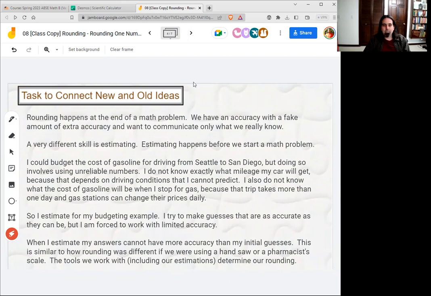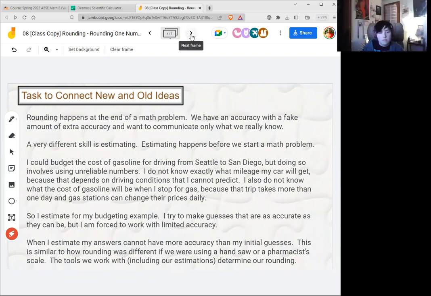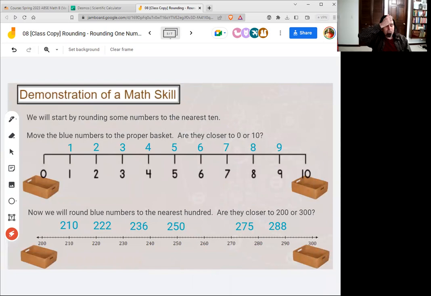Everyone with me so far? Yes. Okay, your turn to do things. So the blue numbers are movable. Grab the blue numbers and put them in the right basket. Are they closer to 0 or 10?